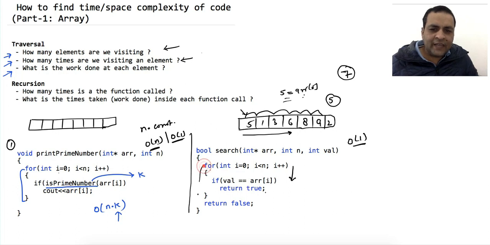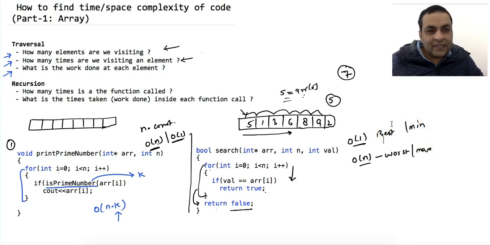When this entire for loop is over, we move out of the for loop, and from this point we return false, indicating that the element is not present in the array. So in this case, we are taking O of n time because we are visiting each and every element, and at each element we are taking constant time, right? This is the worst case time, or the maximum time.